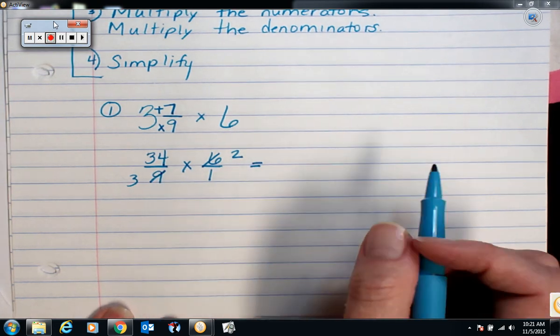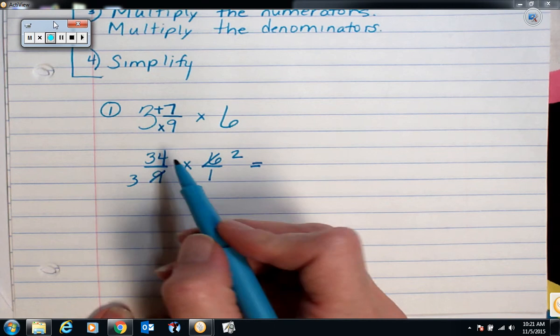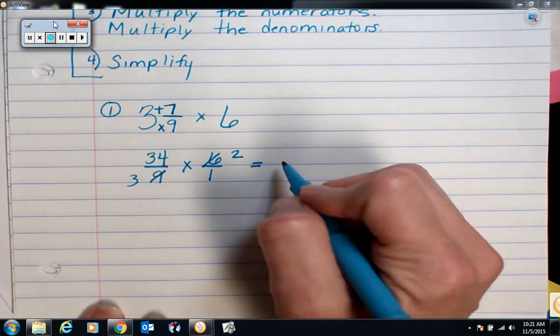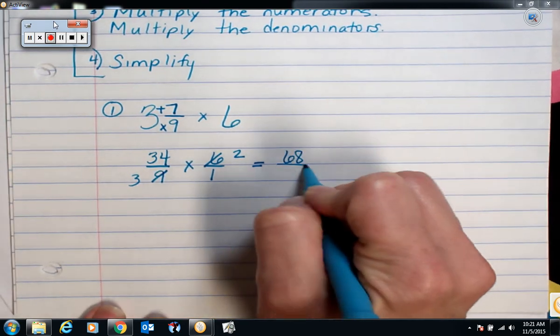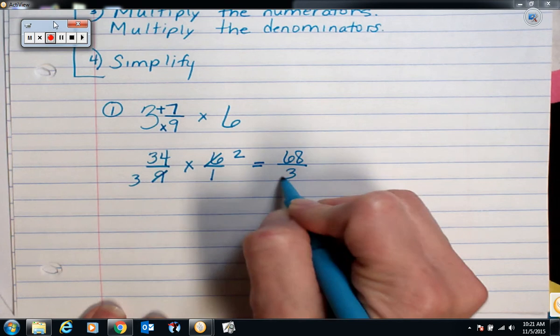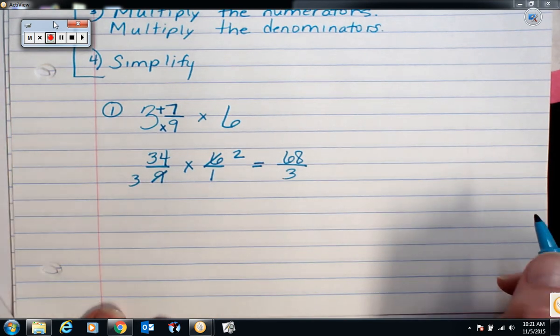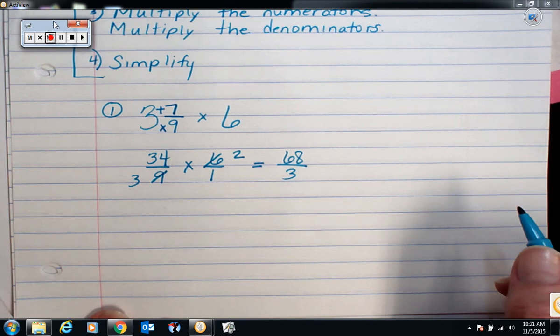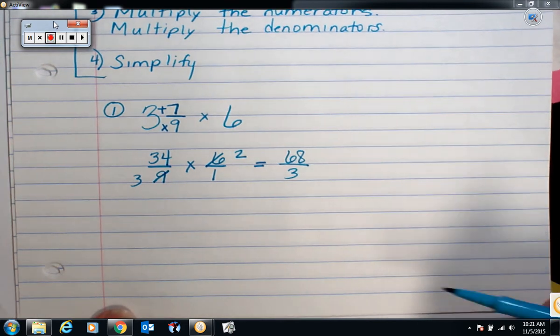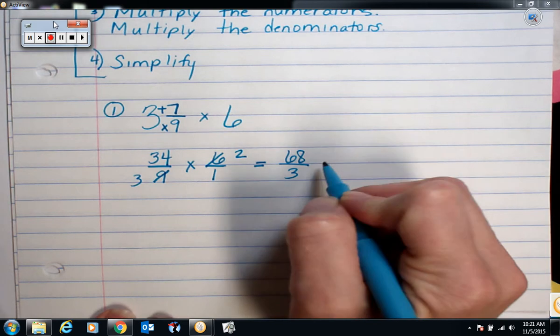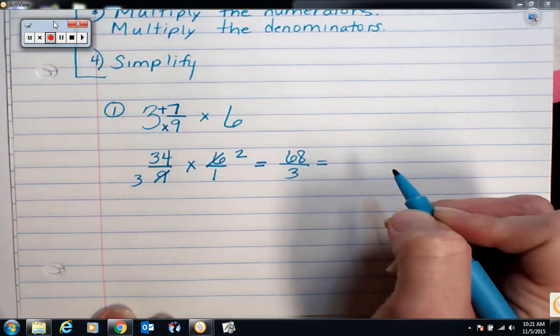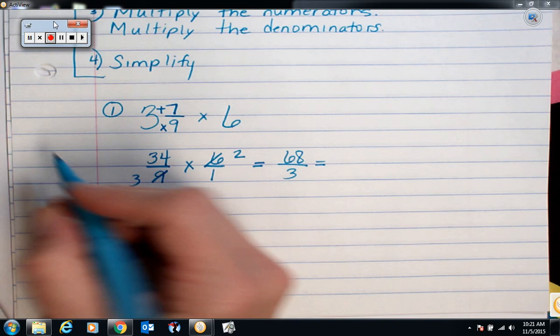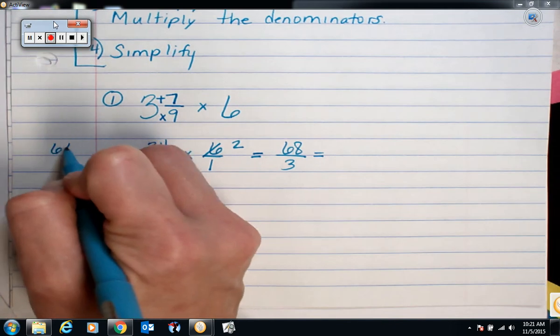Now I'm ready to multiply straight across. So 34 times 2 is 68, and 3 times 1 is 3, and I end up with 68 thirds. Now 68 thirds is an improper fraction, and in this particular instance I will want to change that into a mixed number. So I want to see how many times 3 goes into 68. If I'm not sure, I can always just divide it out to the side.